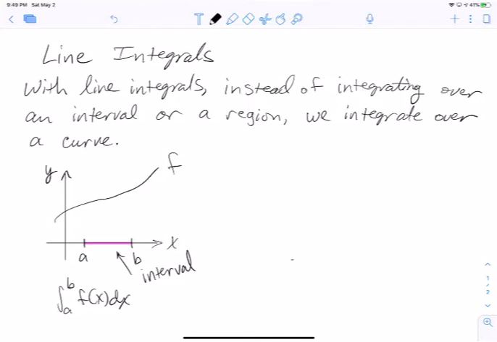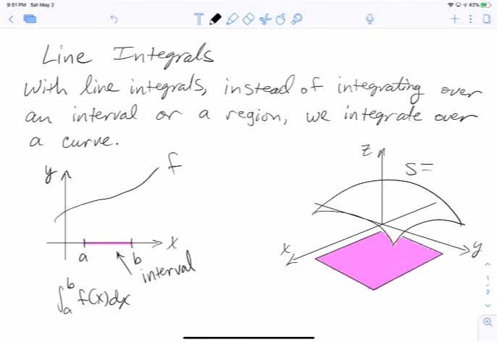When we started considering functions in 3-space, we considered how to integrate them over a region. Our function gave us a surface, z equals f of x y. The region was D, and our integral looked like a double integral over D of f of x y dA, and this D is the region we're talking about. So instead of integrating over an interval or a region, we integrate over a curve.